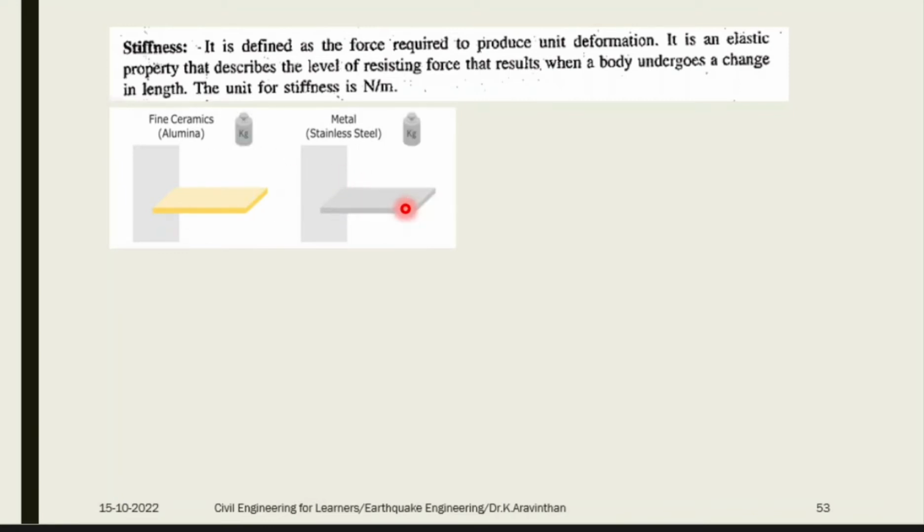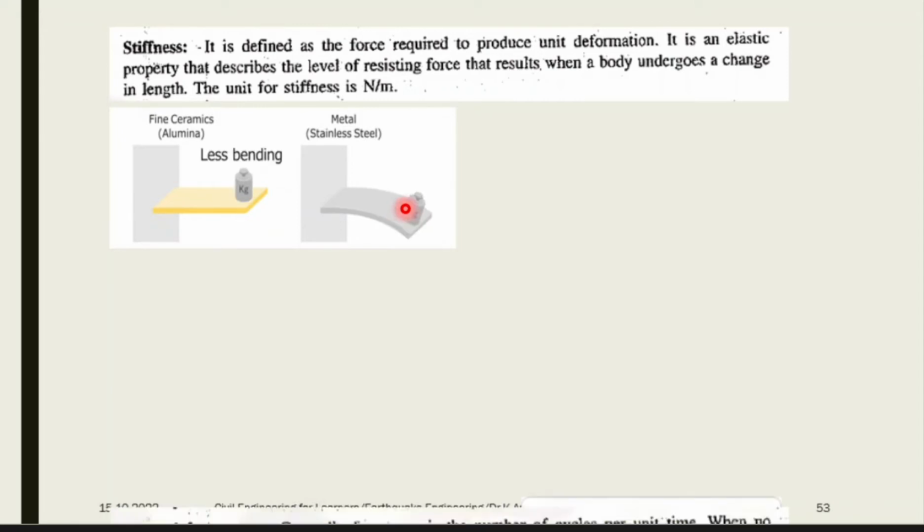When you are building a structure to resist an earthquake, your structure should not be very flexible. If your structure is flexible, what happens? Due to any force application, the structure starts oscillating too much, and we do not like the structure to vibrate. So under an earthquake, our structure should be stable. This is our intention. For that, what you have to increase is the stiffness. If stiffness is increased, the bending will be reduced.